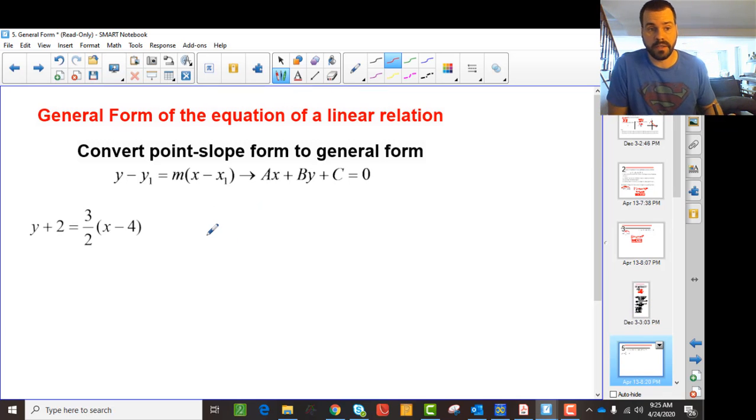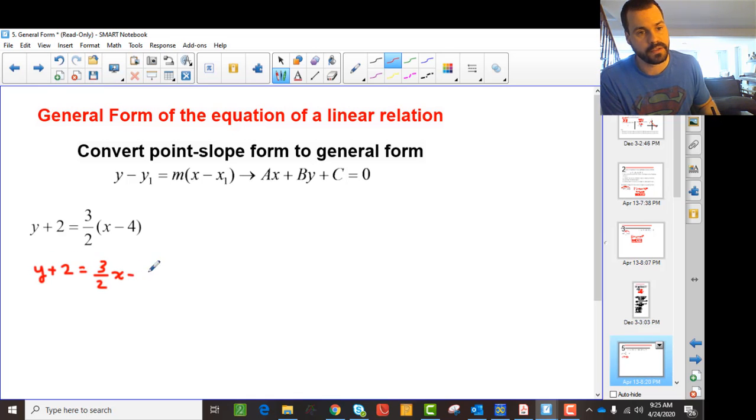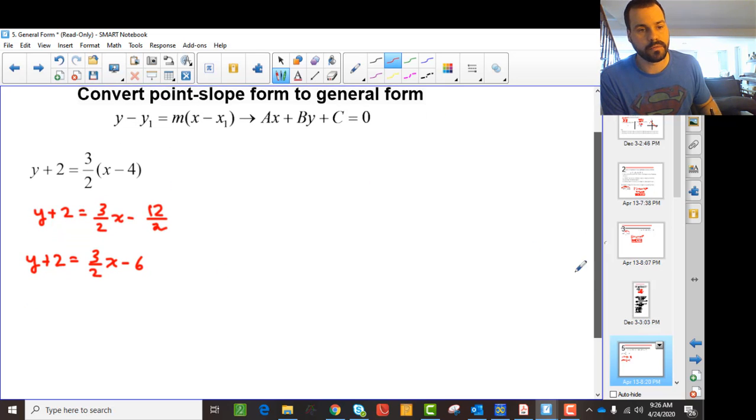If you look at this one, same idea. So I'm going to go y plus 2 is equal to 3 over 2x minus 12 over 2. So 12 over 2, I'm just going to write as 6. Then I'm going to bring everything over to one side. So I'm going to have minus 3 over 2x plus y plus 2 and then plus 6 equals 0. So that gives me minus 3 over 2x plus y plus 8 is equal to 0.